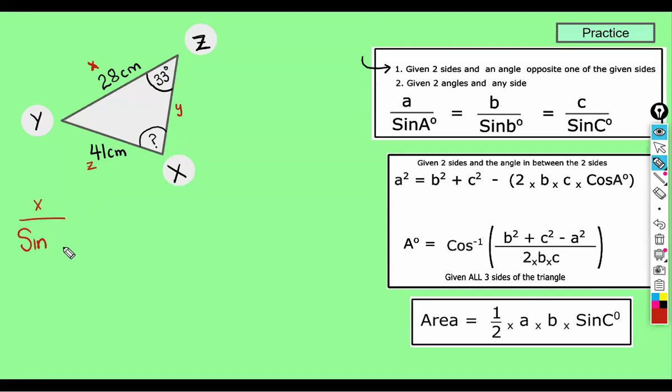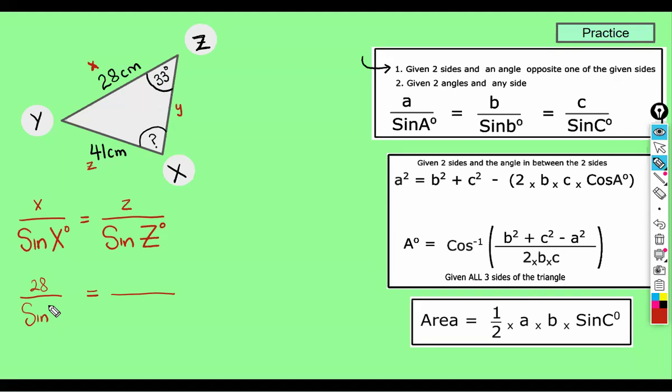Common X divided by sine capital X. And over here we have common Z divided by sine capital Z. So it's just a matter of substituting in the values now. Common X, remember common letters, the ones on top will be the length of sides. So common X is 28.